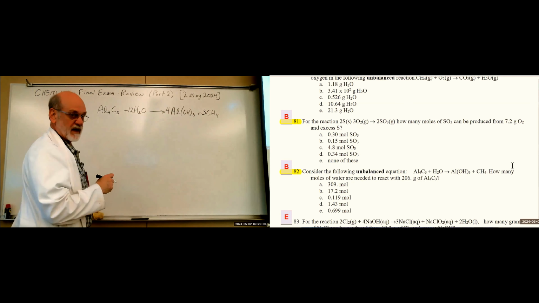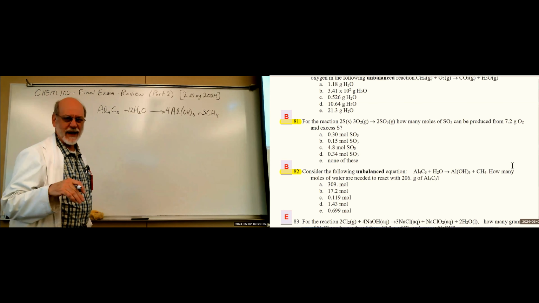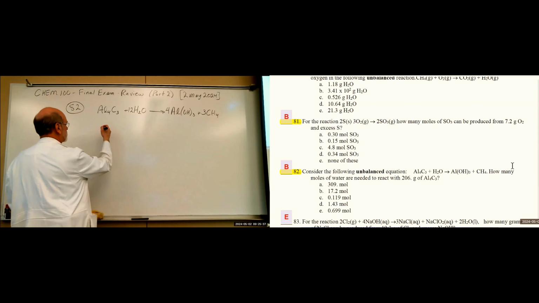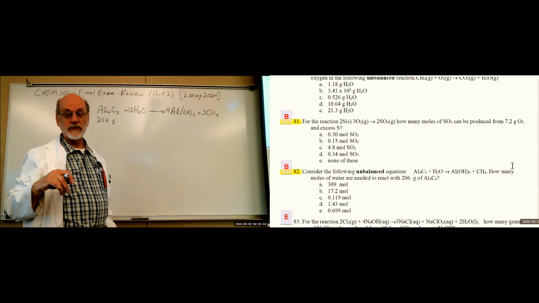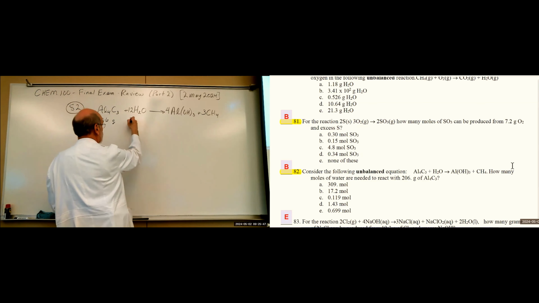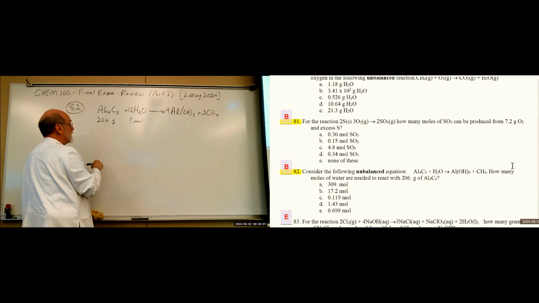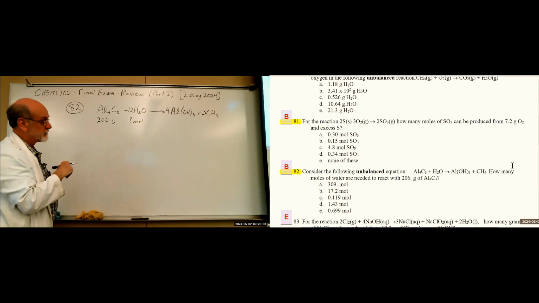All right. So we're given 206 grams of aluminum carbide. And the question is, how many moles of water are needed? So we're looking at moles of water to satisfy that equation, right? Remember, you can't move anywhere unless you've got moles. So this has to be converted to moles. We need the molar mass for aluminum carbide.